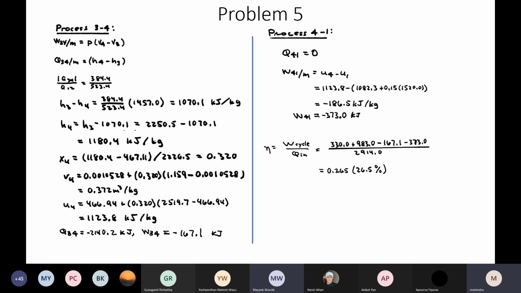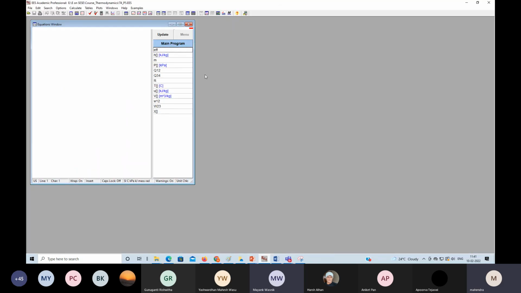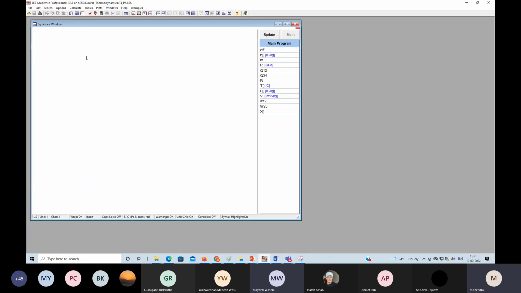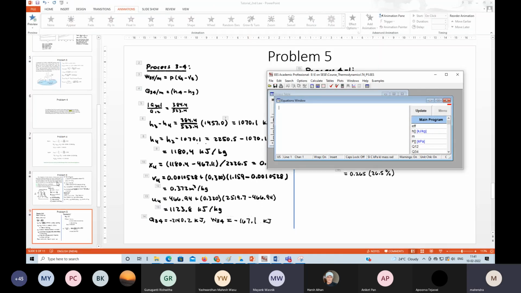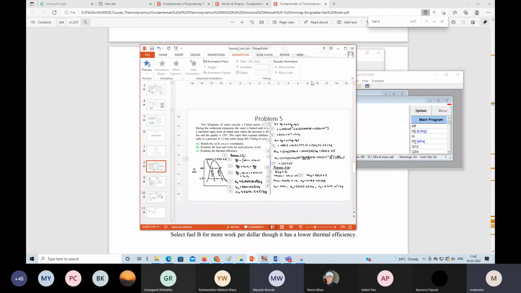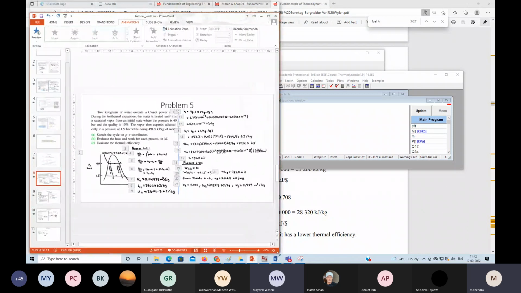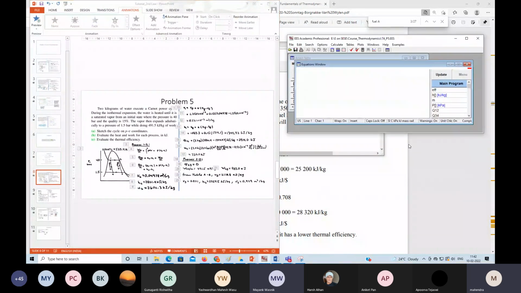So now the problem I would like to solve by EES. Then how will you solve? You can see, and even the same solution also I will be giving to you. Let me open the problem. So anyone has tried to solve this? Can you please let me know if you have already solved this problem in your EES?